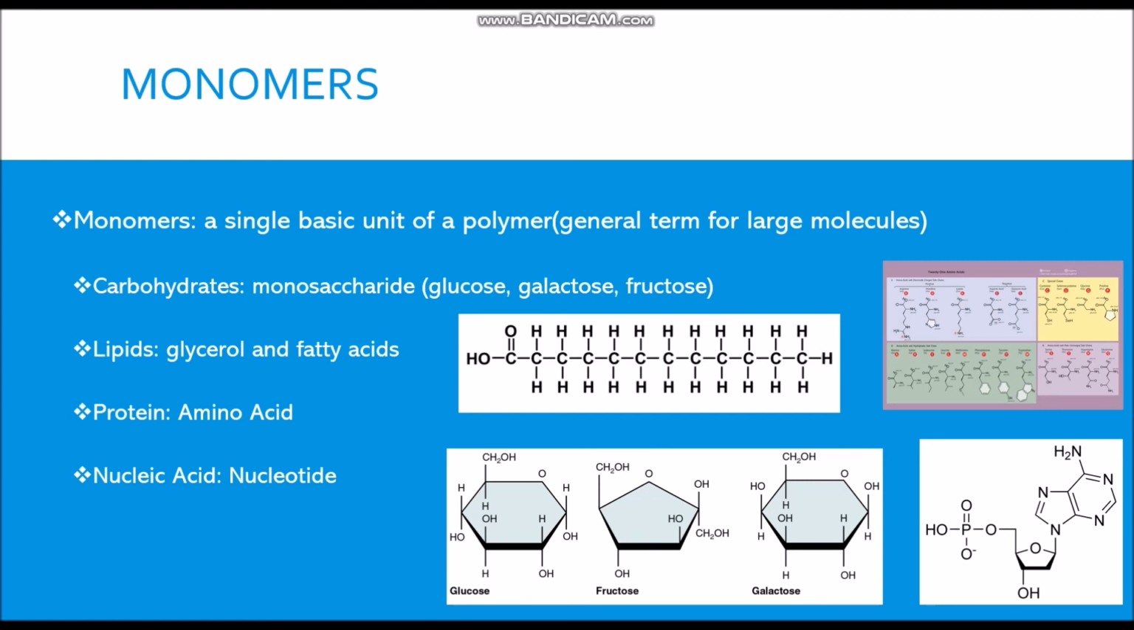Next we have is protein, amino acids, as we talked before. Here's another picture of all the amino acids on the top right. And last we have is nucleic acids. The monomer is nucleotide, and we've talked about this before. There's 4 types of nucleotides, and here's an example of one over here on the bottom right.